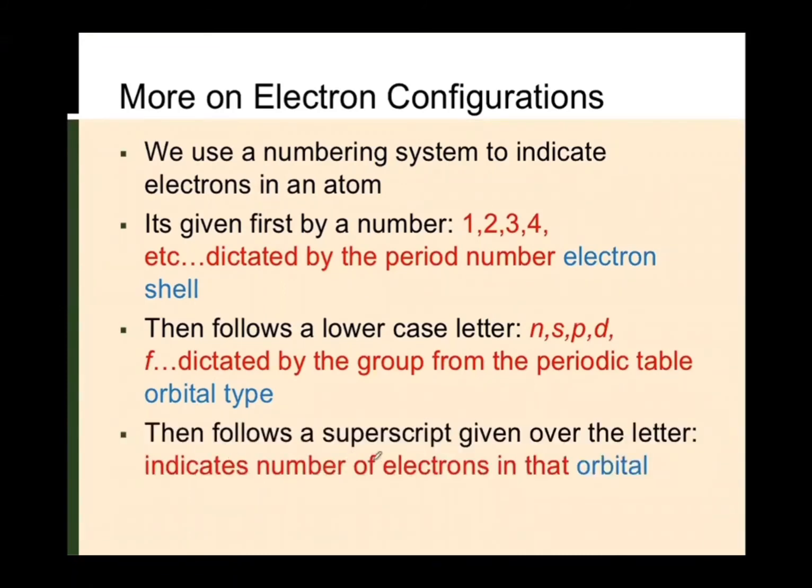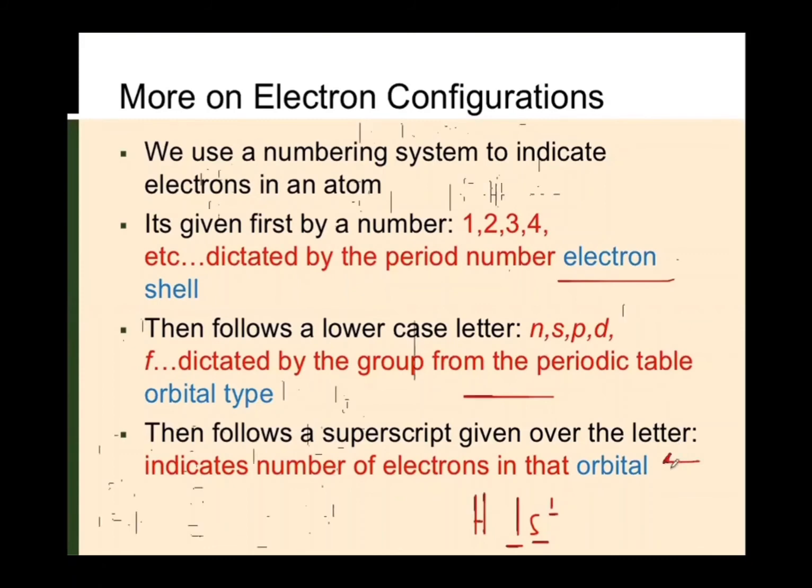Then follows a superscript given over the letter, which indicates the number of electrons in that orbital. So for example, hydrogen is 1s1. The 1 comes from the period, which is up here. The s comes from the orbital type. And then the 1 comes from the number of electrons that are actually in that orbital.